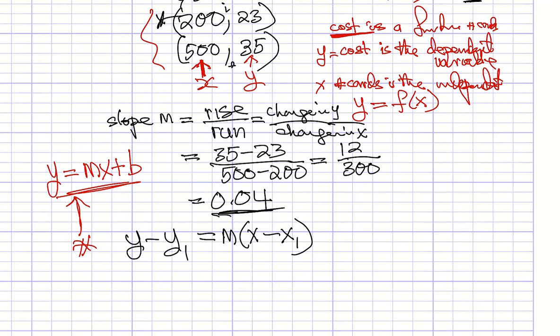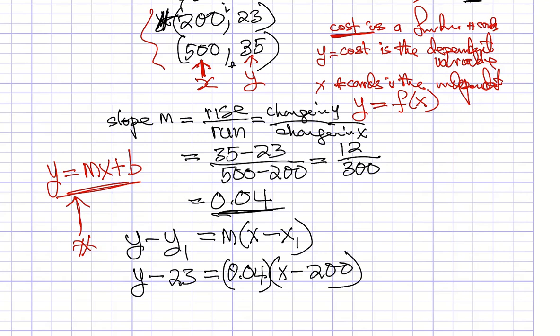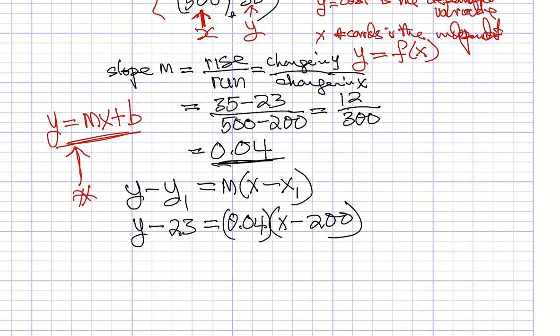Then what do we do? We use this one. Okay, we say y minus 23, right? Is equal to slope 0.04 times x minus 200. So you gotta know which one you're using. You don't wanna mix it all up. So we're using that, which means we gotta use 23 and 200. Okay. Alright. So we do that. What do we get? We simplify that. We get y minus 23 is equal to 0.04x. Okay, so 0.04 multiplied by 200. What do you get? You get 8. So that will be minus 8.